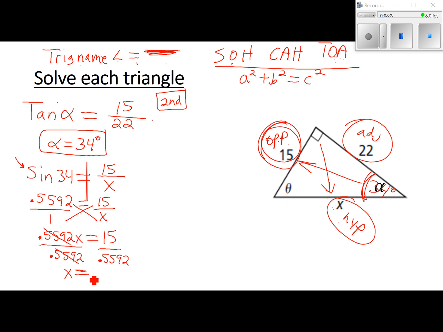And I come up with 26.824. And on segments, we want to round it off to the nearest tenth. So we're going to say 26.8. So we now know x equals this. We know that alpha was 34 degrees, and the last thing we got to find is our theta.